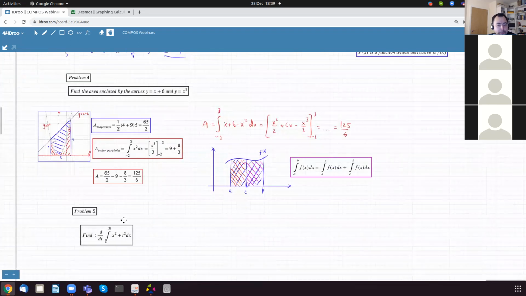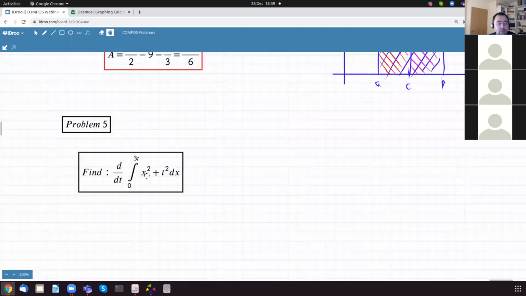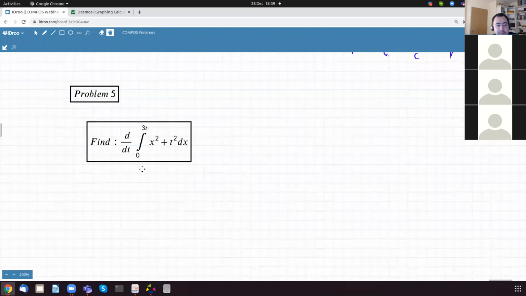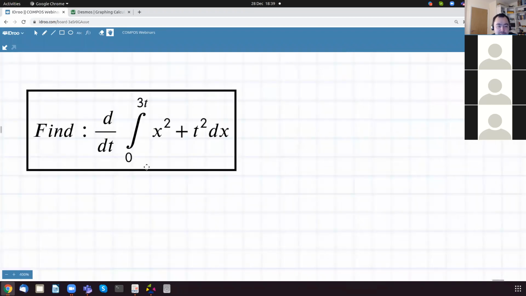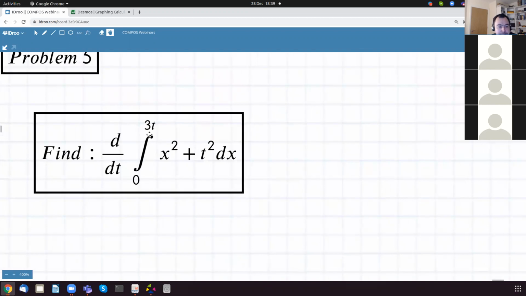Okay, so moving on. Number 5. It's a very interesting one. It definitely looks unusual. But let's try to analyze what we see here. It's a derivative of an integral.